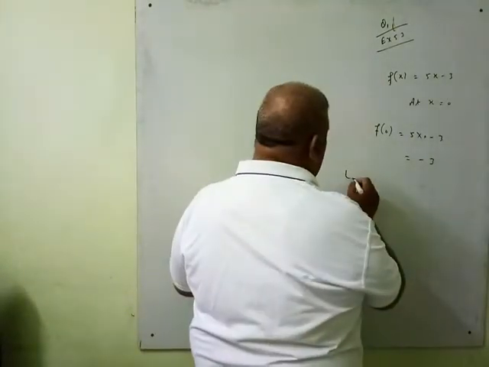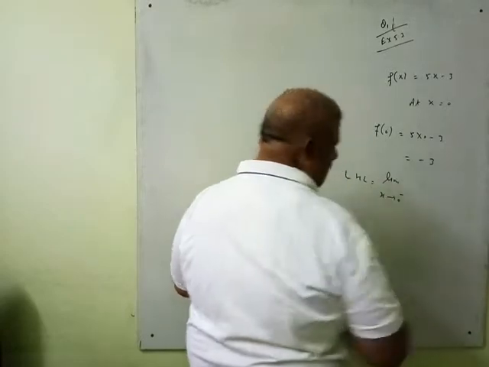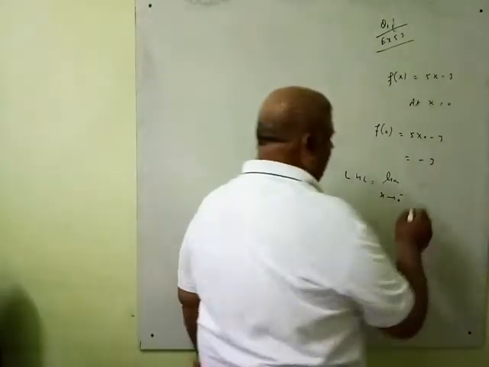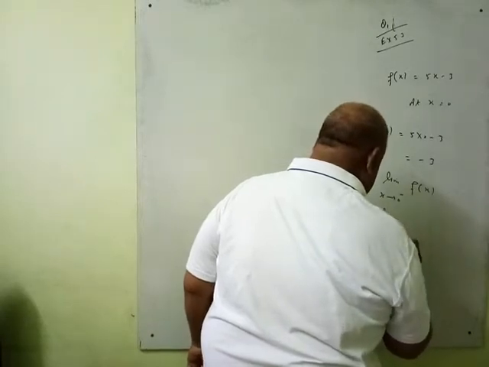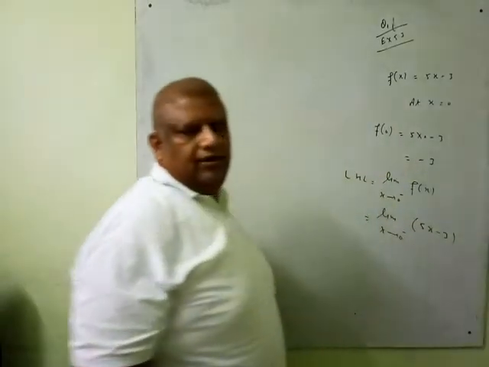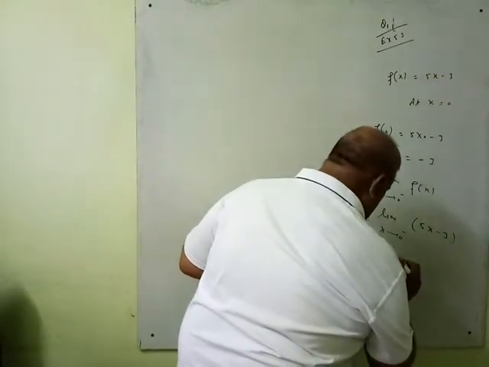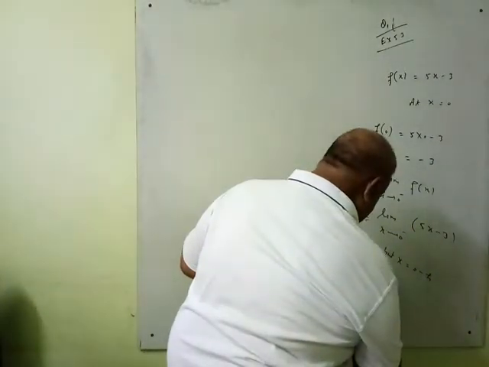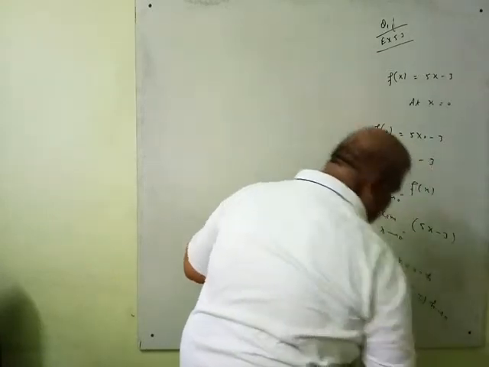When we find out the left hand limit, limit x tends to 0 minus, it is from the left of 0, we are approaching 0 from the left side, f(x), limit x tends to 0 minus, 5x minus 3. In case of left hand limit, we put x equal to 0 minus h. As x approaches 0 minus, it implies h tends to 0.